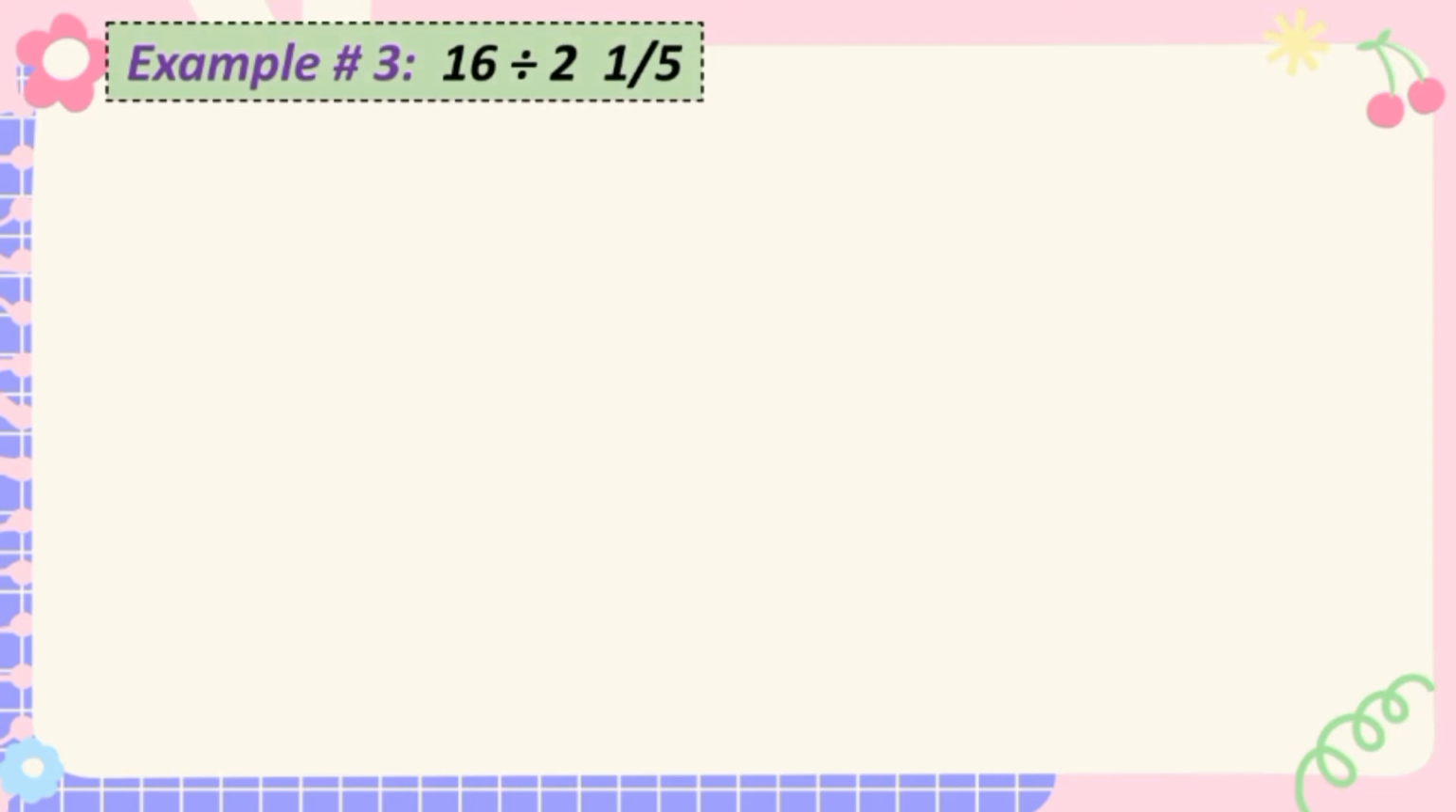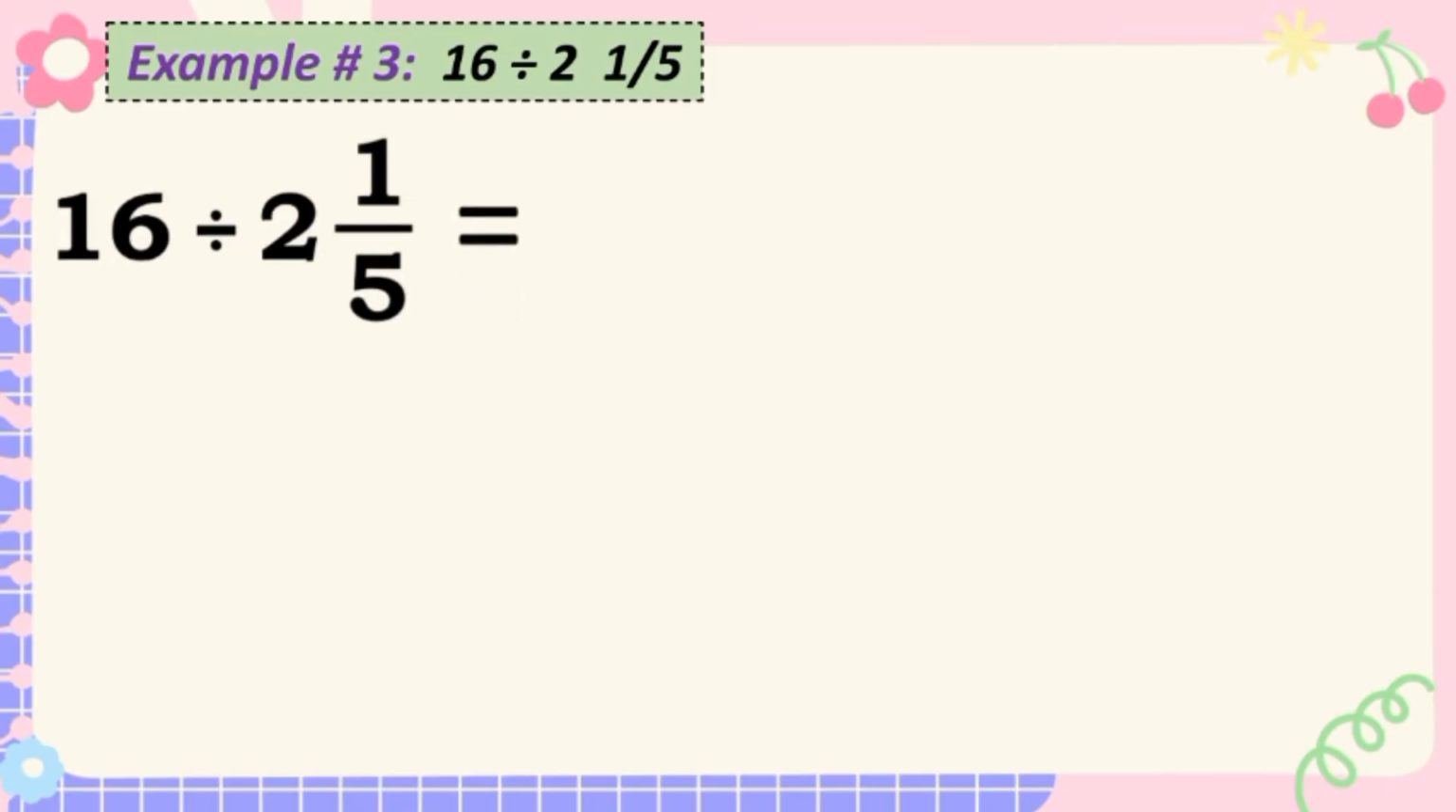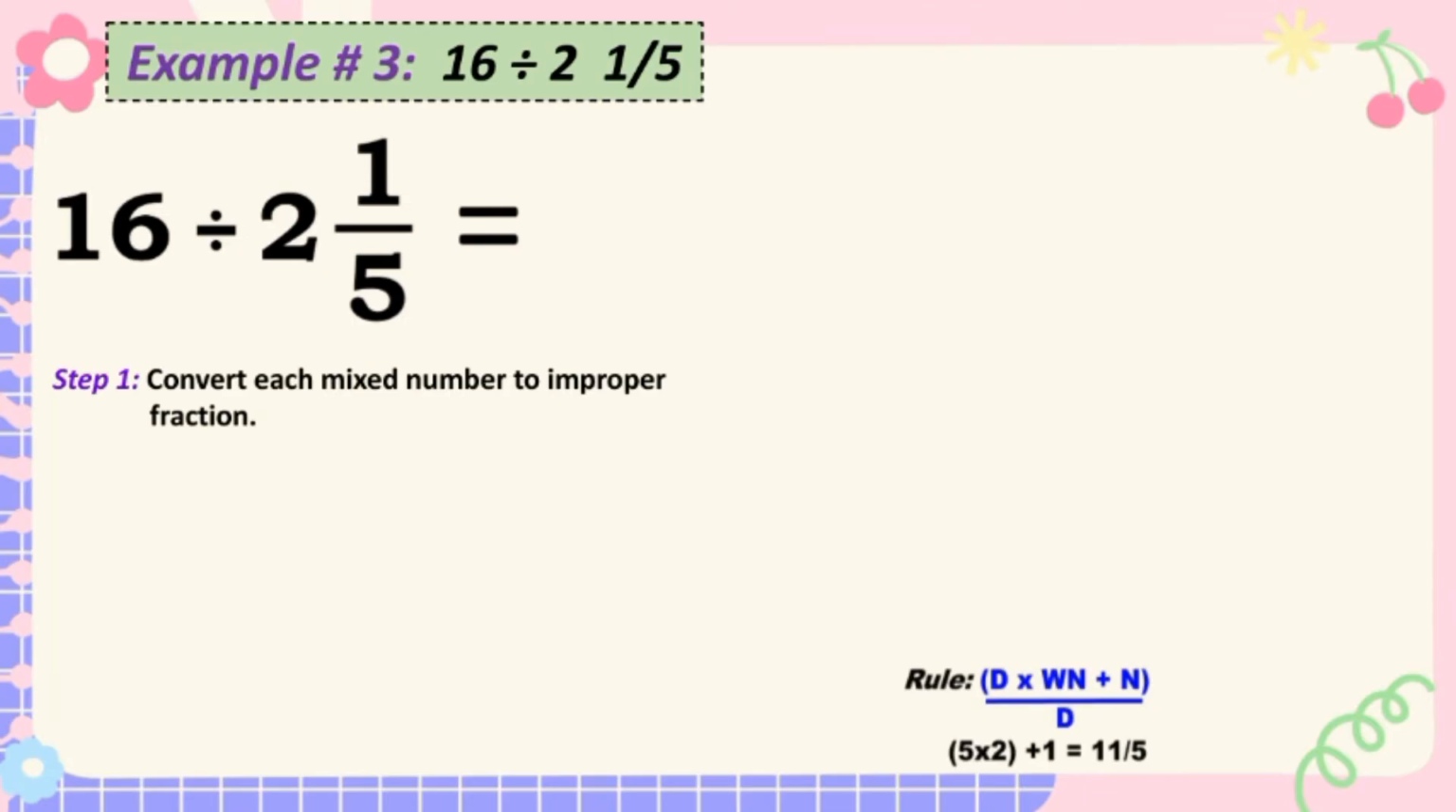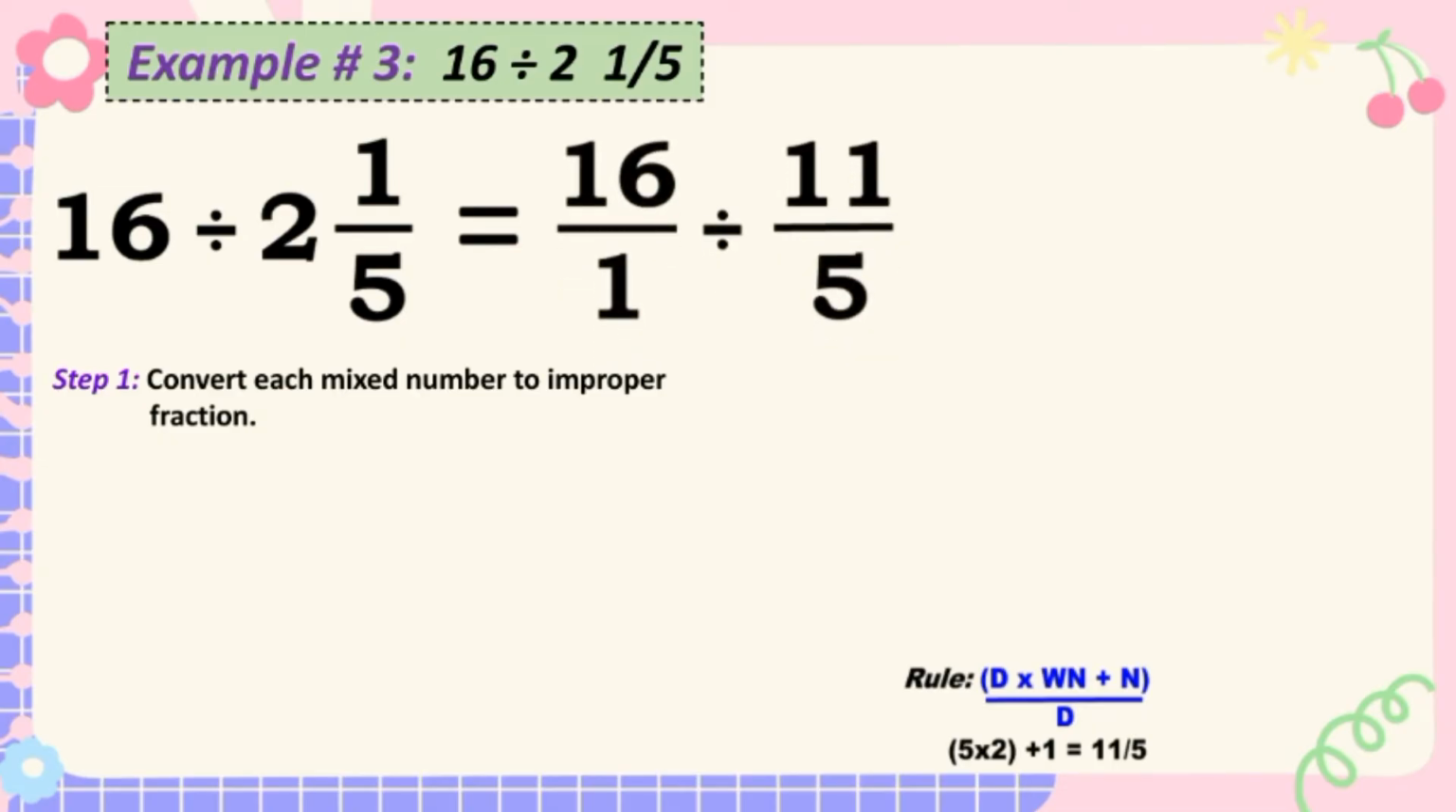Example number 3. 16 divided by 2 and 1/5. Ang 16 ay whole number. Ang 2 and 1/5 ay mixed number. Step 1. Convert each mixed number to improper fraction. Using the rule denominator times whole number plus numerator over denominator, i-multiply natin ang denominator at ang whole number. So, 5 times 2. Then, plus 1, yun yung numerator, equals 11. Then, copy the denominator. So, makikita natin yung 16, ginawa natin 16/1 para maging fraction, and then, yung improper fraction ng 2 and 1/5 ay 11/5.